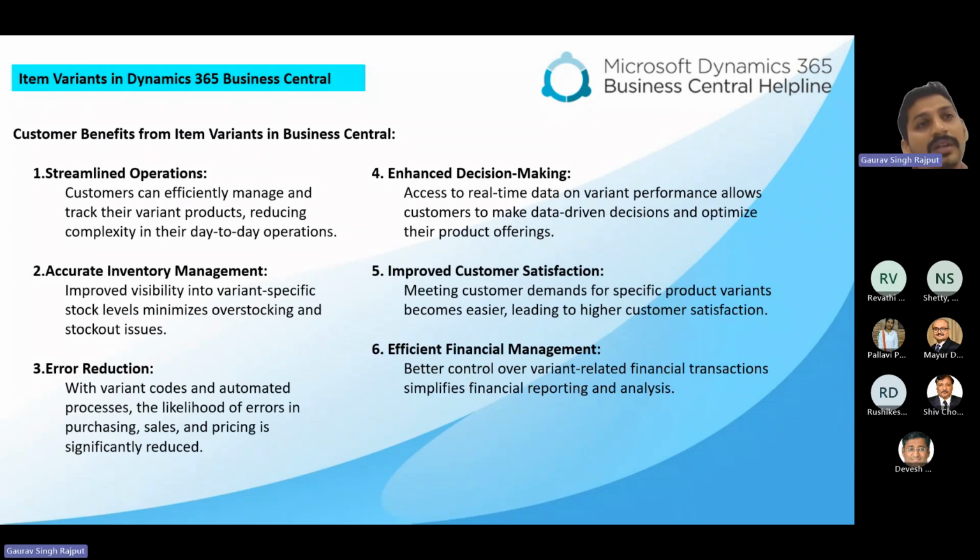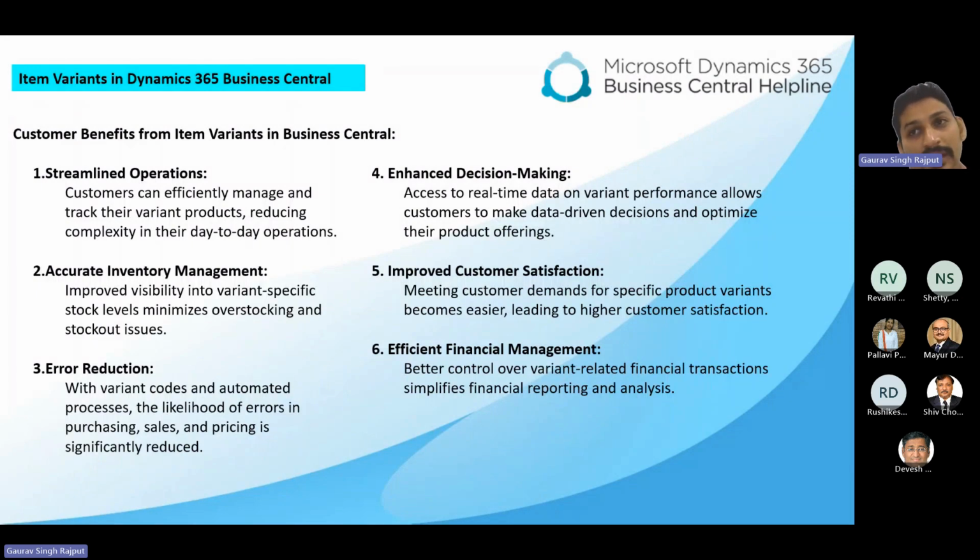So what are the benefits of doing it? If we properly maintain and efficiently manage the parent product, it will reduce the complexity in day-to-day operations. And secondly, critically, accurate inventory management will happen, which will also help the company not to do overstocking, which will indirectly create a financial impact on the company.